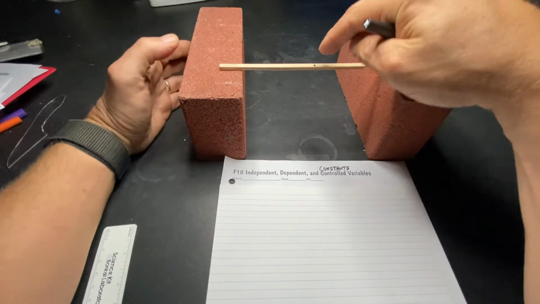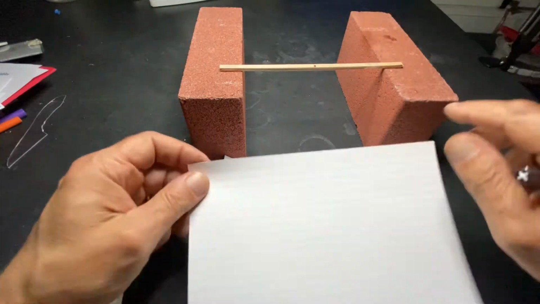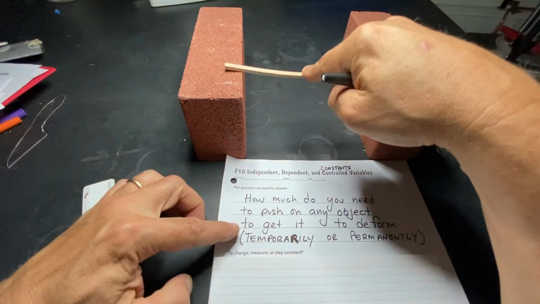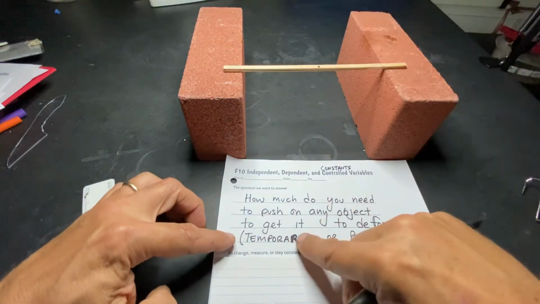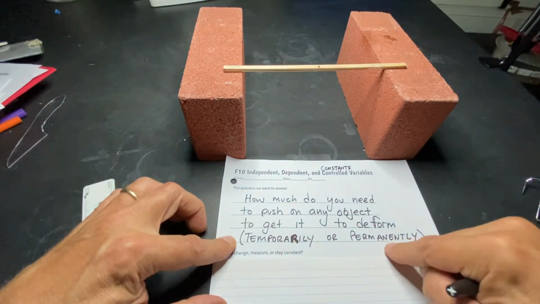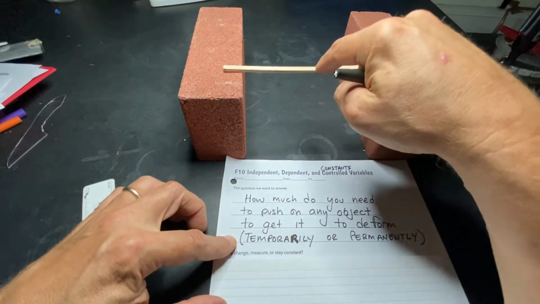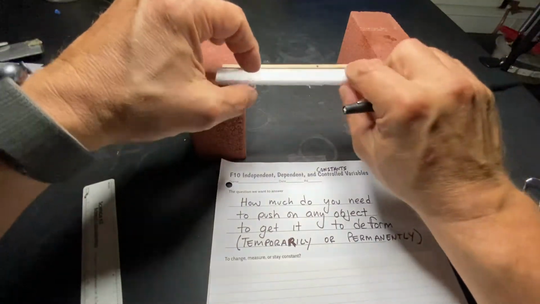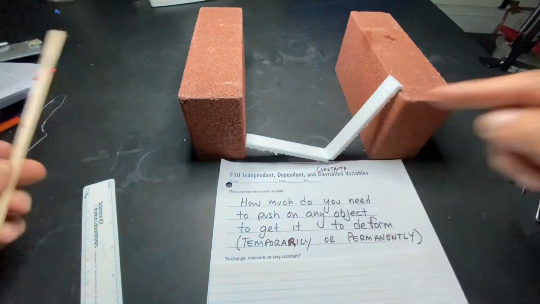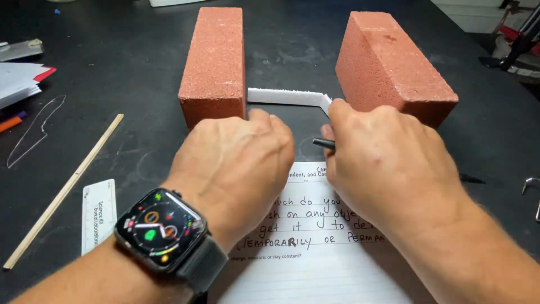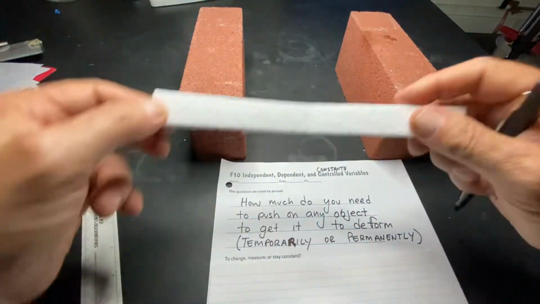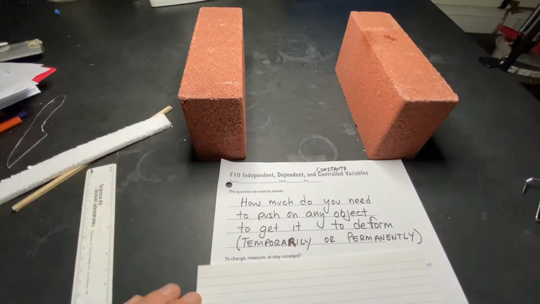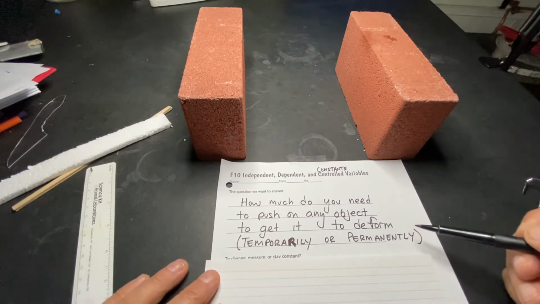So what we're trying to do is measure how much you need to push on an object, any real object, to get it to deform. And then we were worried about having it deform temporarily or permanently. So right now, if I push on this, it bounces back. But you can imagine if I were to push on some other material for a longer time, it wouldn't bounce back. So that's what we call a permanent deformation. And we're sort of curious about both of those. How much can I push on it so it bounces back, and how much can I push on it and have it permanently deform? So we're writing this down in that section.